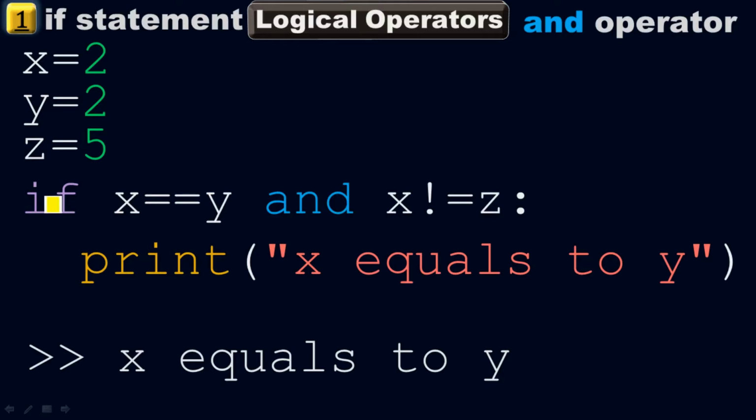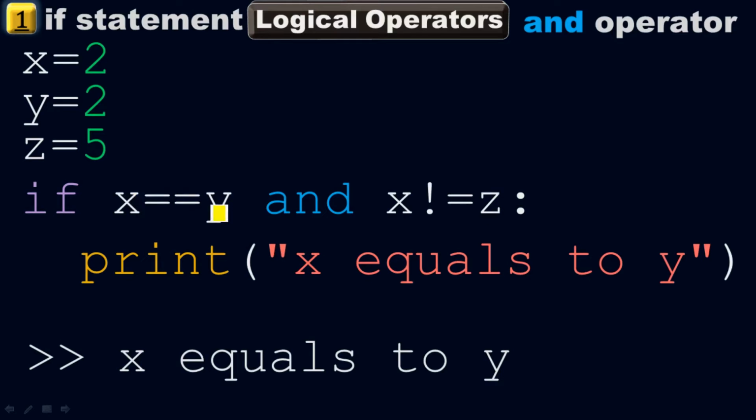So the statement says that if x equals y and x is not equal to z, only then print x equals y. Both of the terms, this one and this one, must be true. If any one is false, then this condition won't be satisfied. This condition will only be satisfied if both of the terms, x equals y and x is not equal to z, are satisfied.